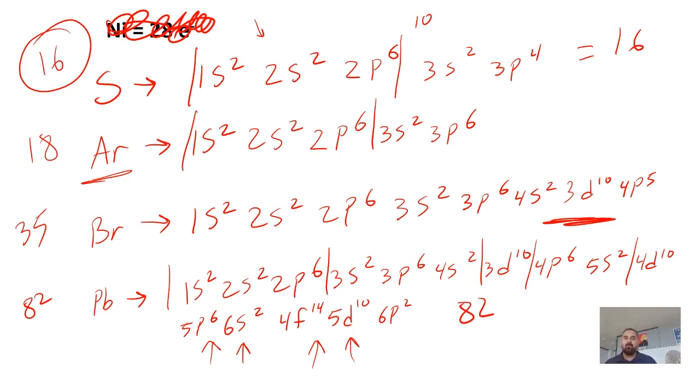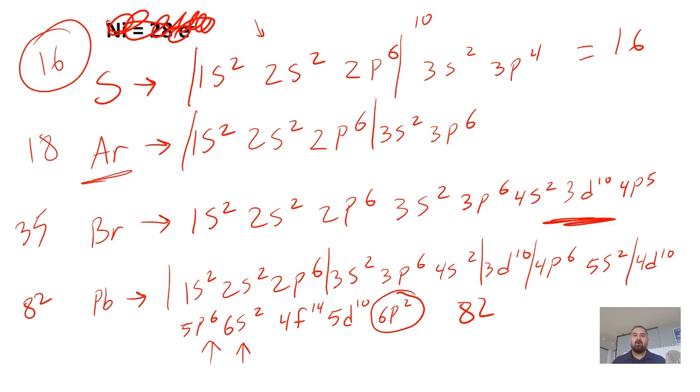Another thing you could do is just look at the last part of the configuration. So 6p2. We go to our periodic table. Everybody look at mine. That's 2p, 3p, 4p, 5p, 6p. 6p1, 6p2, we're at lead. So either one of those methods will get you to the correct answer. Any questions on this? No?